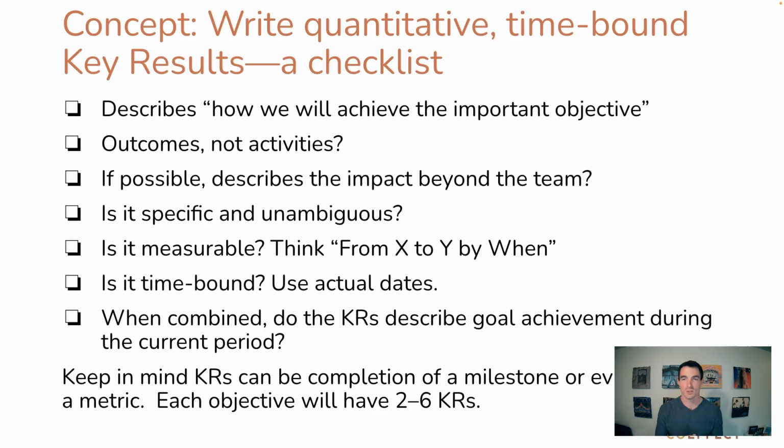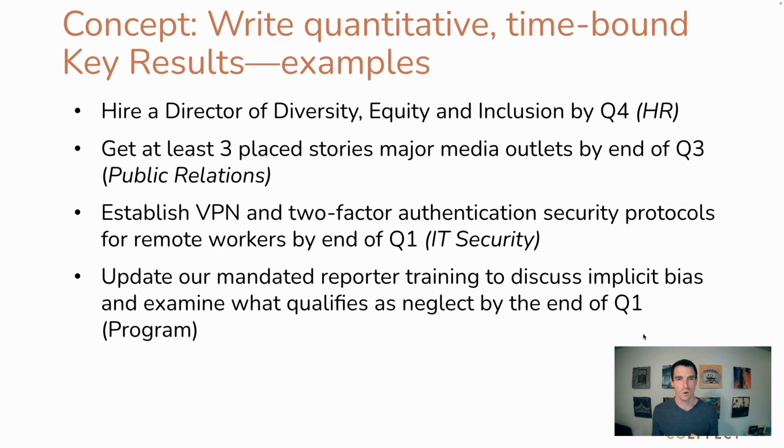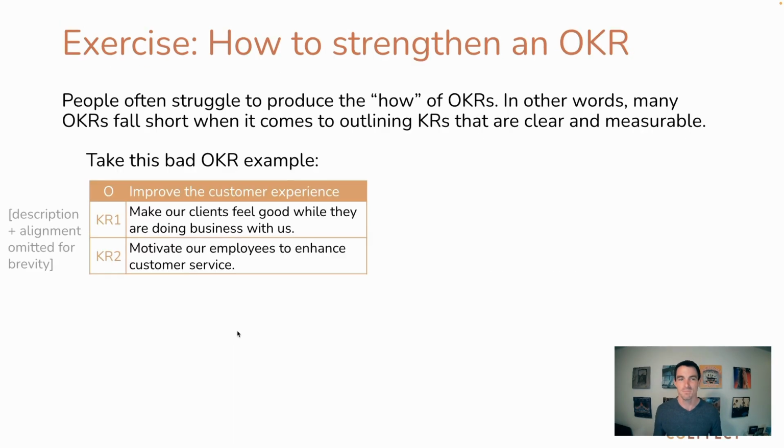So each key result can be a milestone. It can be a metric. You'll typically have 2 to 6 key results for each objective. So I'll share just a few one-off examples. Again, I won't read all of these things. Maybe a programmatic key result could be something like: we've updated our mandated reporter training to discuss implicit bias and examine what qualifies as neglect by the end of Q1. Of course, this is specific to a particular program, but you get the idea. You want these things to be measurable. You want to be able to say, yes, we've done this in this time frame.